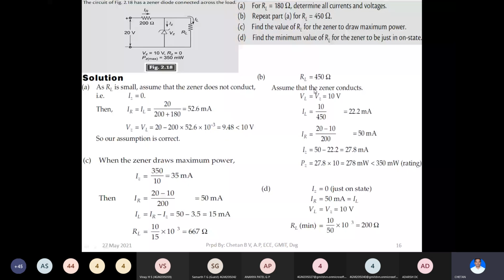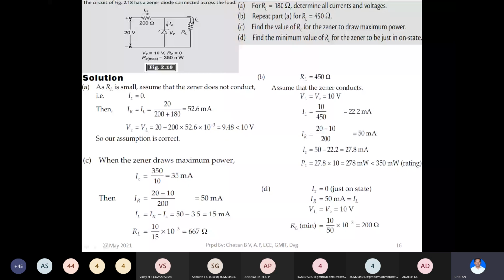Therefore, we assume that the diode conducts. As the diode conducts, the value of Iz will be some finite value. Therefore, first we shall find out the value of IL, and the voltage across this RL would be the same as the voltage across this diode. If the diode is conducting, the voltage across RL will be the same as Vz. Therefore, VL is equal to Vz, which is 10 volt.